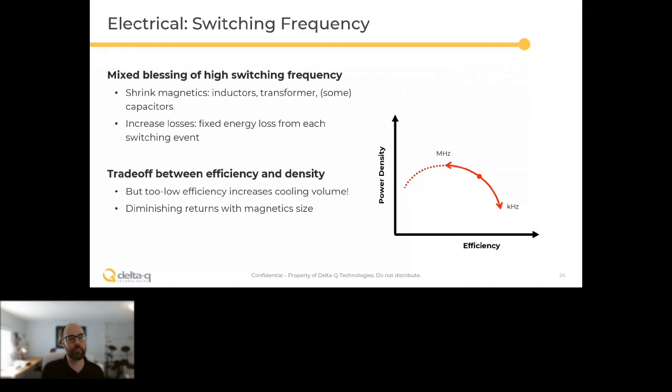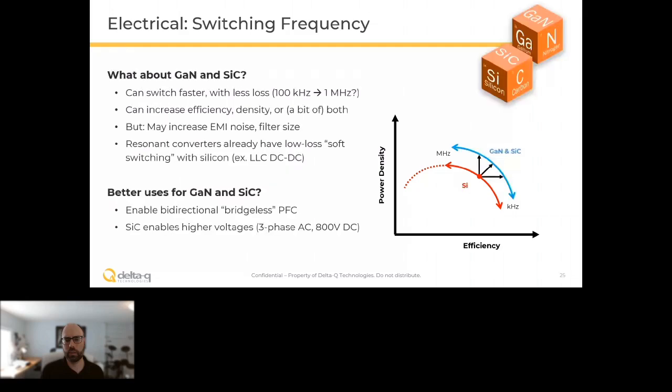Now, helping to break this log jam is potentially using GaN or SiC devices. They can switch faster, they switch with less loss, and that essentially moves the curve. So if you look at that red curve for a traditional silicon device, and then look at that blue curve for GaN or SiC, you can increase efficiency, you can increase density, you can maybe do a bit of both. Hard to do both at the same time. Now that faster switching and faster switching rates may increase EMI noise, which may increase filter sizes.